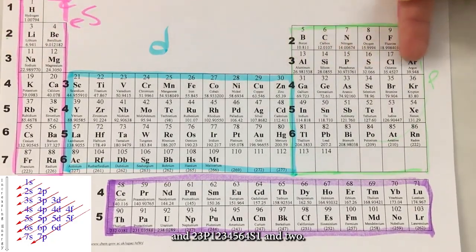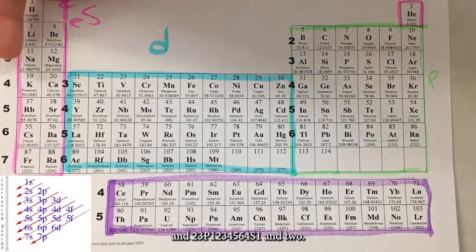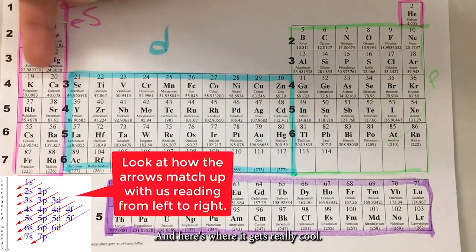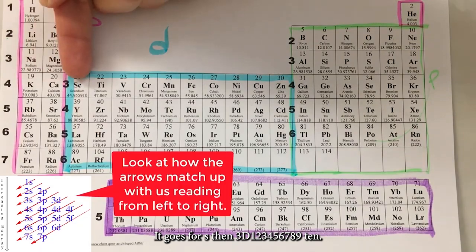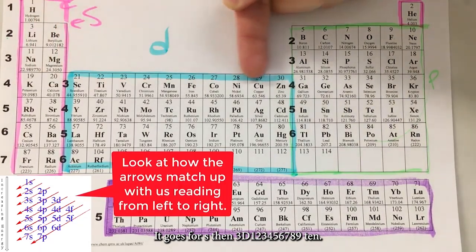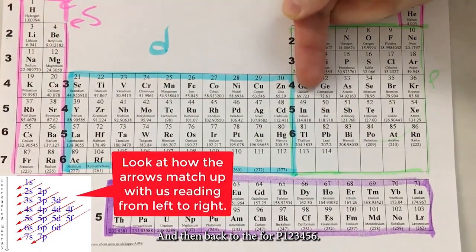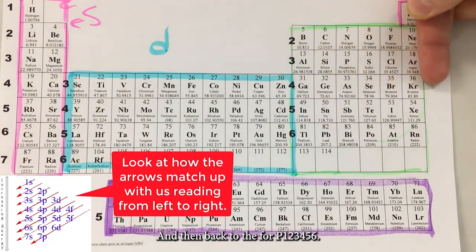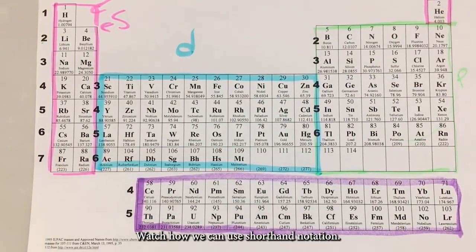3p, 1, 2, 3, 4, 5, 6. 4s, 1 and 2, and here's where it gets really cool. It goes 4s, then 3d, 1, 2, 3, 4, 5, 6, 7, 8, 9, 10, and then back to the 4p, 1, 2, 3, 4, 5, 6. Watch how we can do shorthand notation so much simpler now.